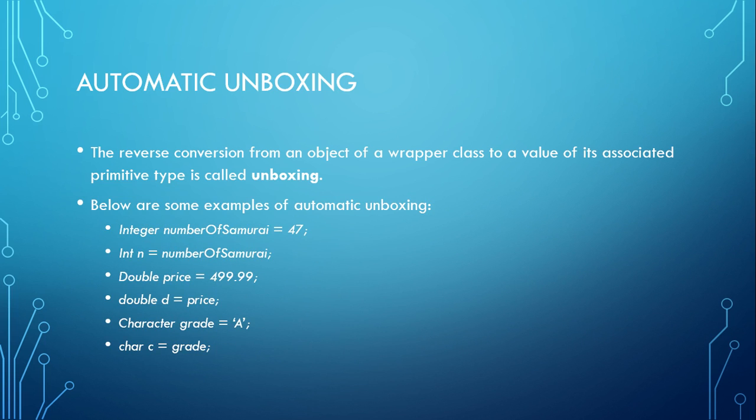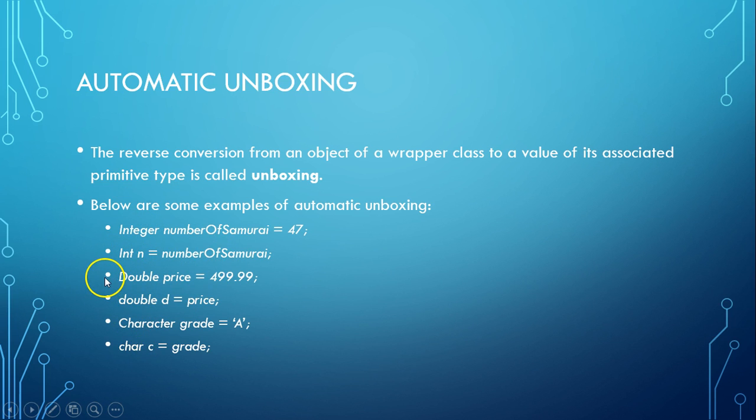All right. Integer numberOfSamurai equals 47. Int n equals numberOfSamurai. Double price equals 499. Double d equals price. Character grade equals 'A'. Character c equals grade. So this right here corresponds with this, this with this, this with this.